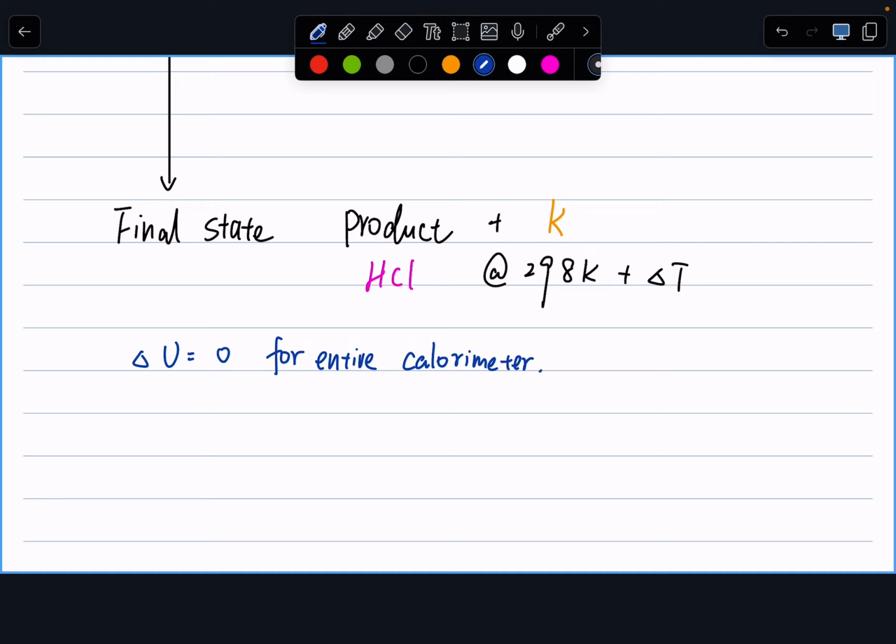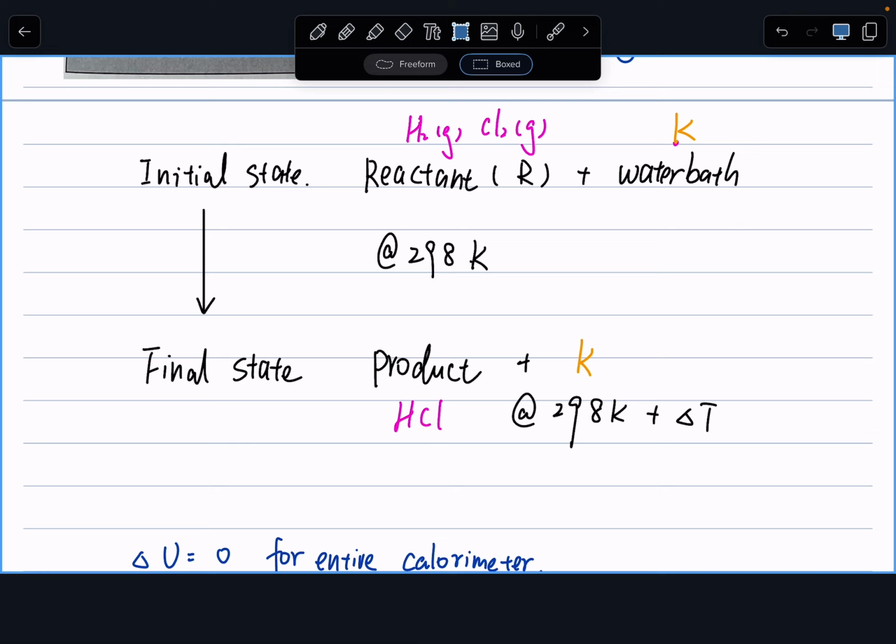So what else do we have? This is something we know. What else do we have? Right now in this reaction, we have our initial state go to final state, which is my reactant plus water bath at 298 Kelvin, go to product plus water bath at a different temperature, right?